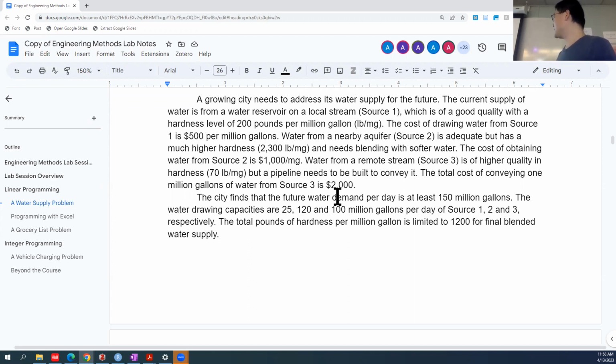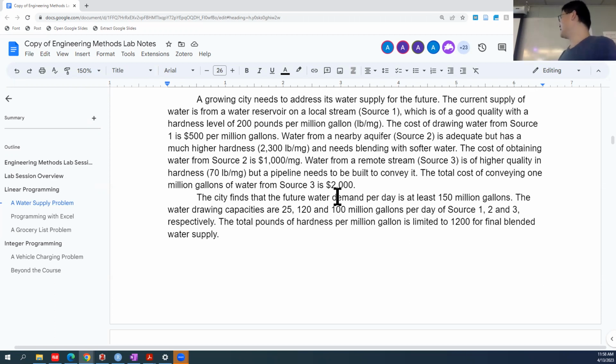And another piece of information given is that there's some capacity from each of the sources. From source one, we cannot extract more than 25 million gallons of water per day. And from source two, 120, and from source three, 100. As we can see, these are capacity limits. So of course they should be constraints, right?